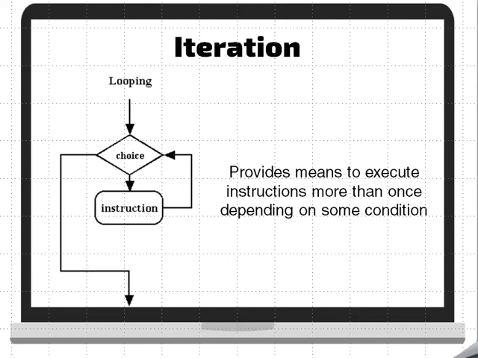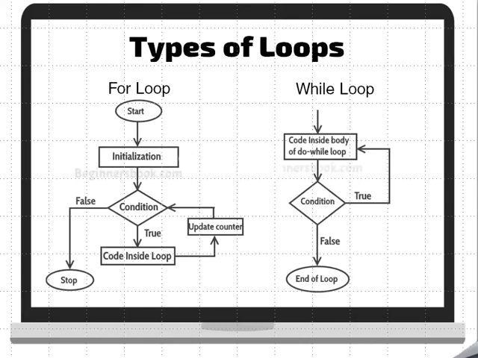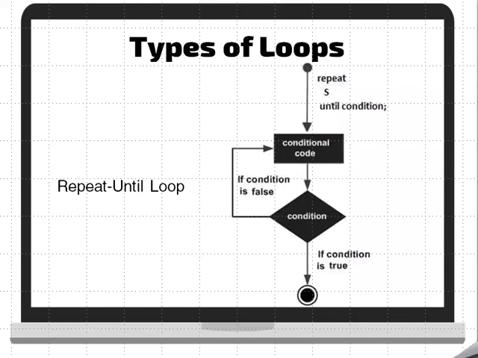So another very important construct in programming is iteration, which provides a means to execute instructions more than once depending on some condition. Some samples of these are loops. So we have the for loop, first of all, which is executed and terminates when a count is decremented to 0. You have the while loop, in which the condition is evaluated before performing any statement in the loop. And lastly, we have the repeat-until loop, which is used if the condition is evaluated at the end of the loop body.